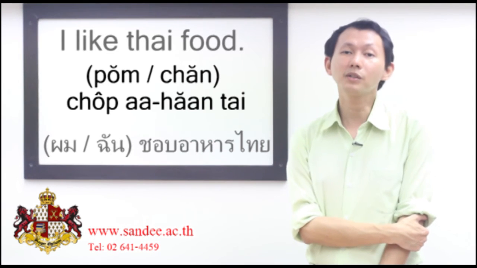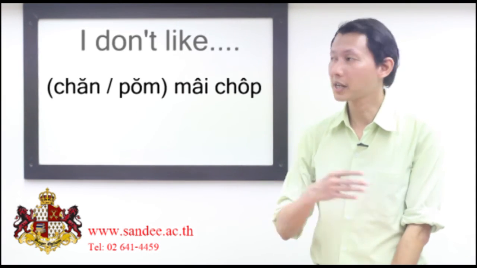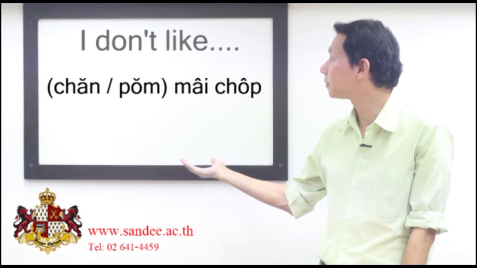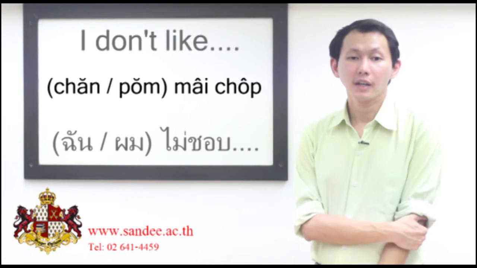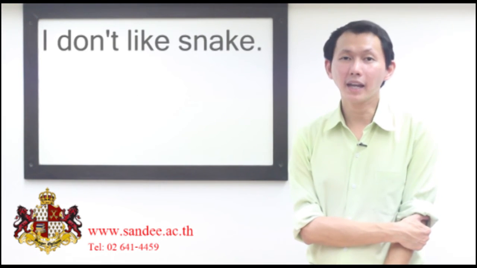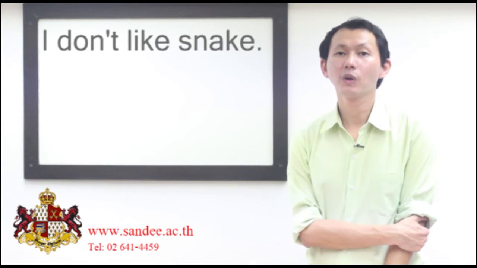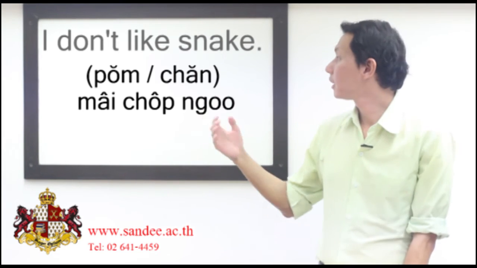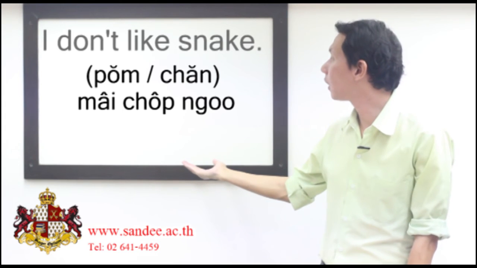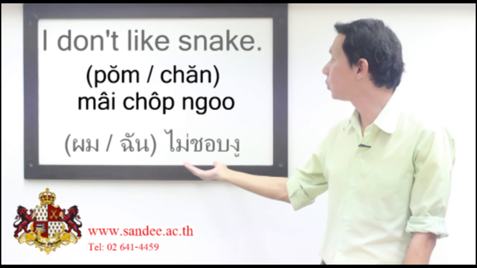And when you want to say I don't like, in Thai it will be ฉันไม่ชอบ or ผมไม่ชอบ. For example, if you want to say I don't like snake, in Thai we call งู. I don't like snake, in Thai you will say ผมไม่ชอบงู or ฉันไม่ชอบงู.